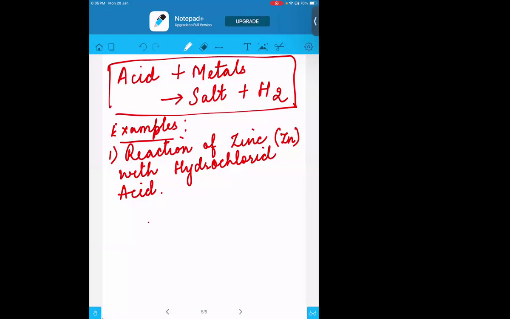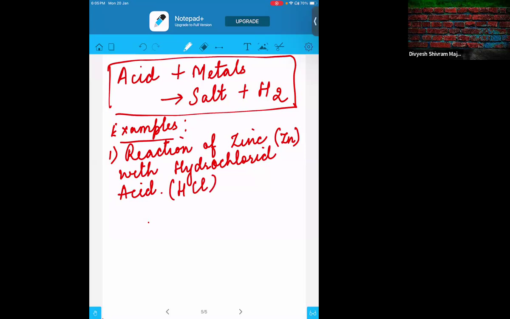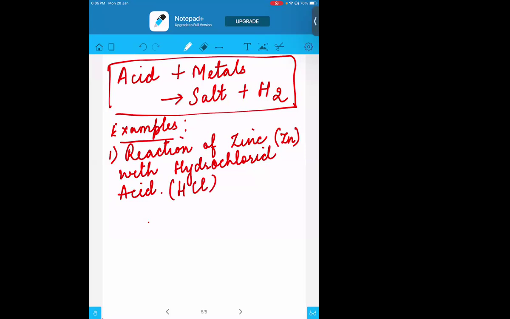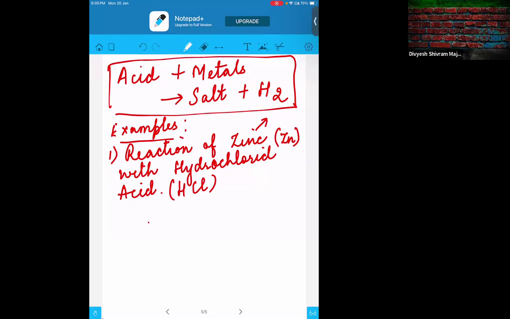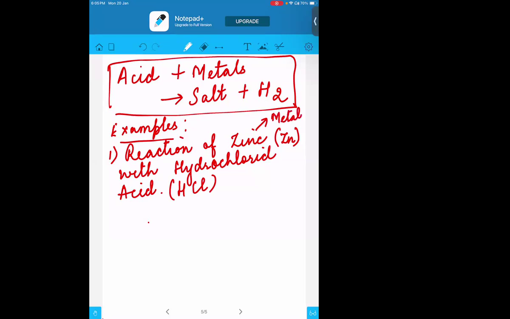So here Zn means zinc, capital Z and small n. The hydrochloric acid formula is capital H, capital C, small l: HCl. Correct? Now, here it is mentioned clearly: reaction of zinc with hydrochloric acid. Now, is this zinc a metal or non metal? Metal. And what is hydrochloric acid? It's an acid. Correct.